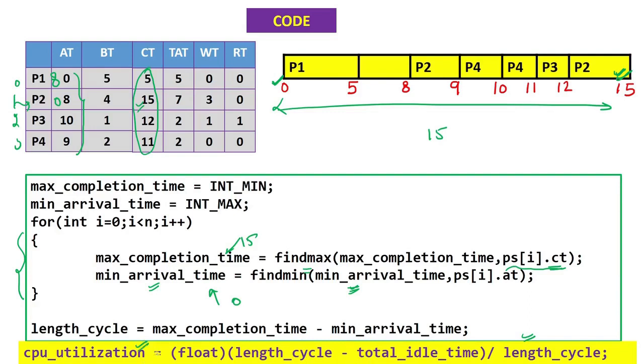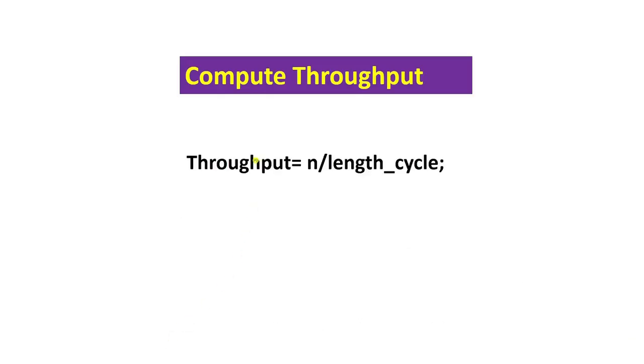Now let's see the throughput. Throughput is the total number of processes divided by the total length of the cycle, the number of processes completed per unit time. In total we have 4 processes and the length of the cycle was 15 minus 0, so it will be 4 upon 15. This way you can compute the throughput. I hope you have understood the code and the differences between the SRTF and the SJF code.